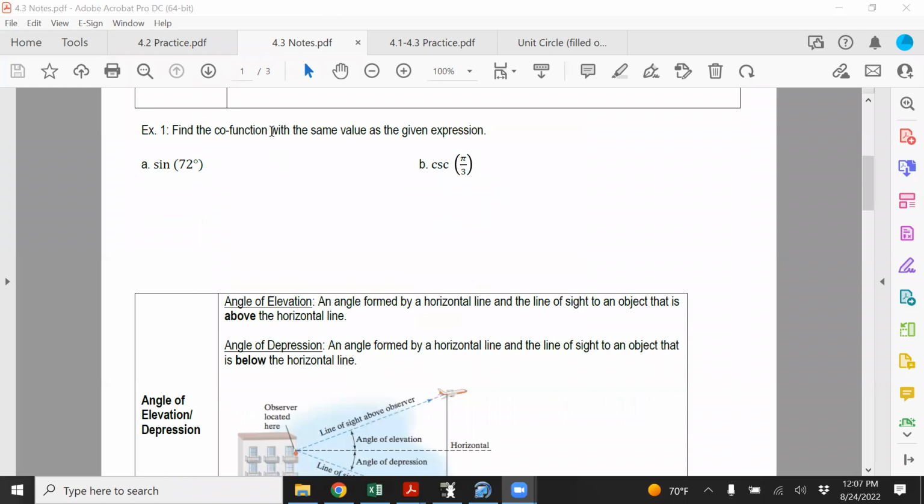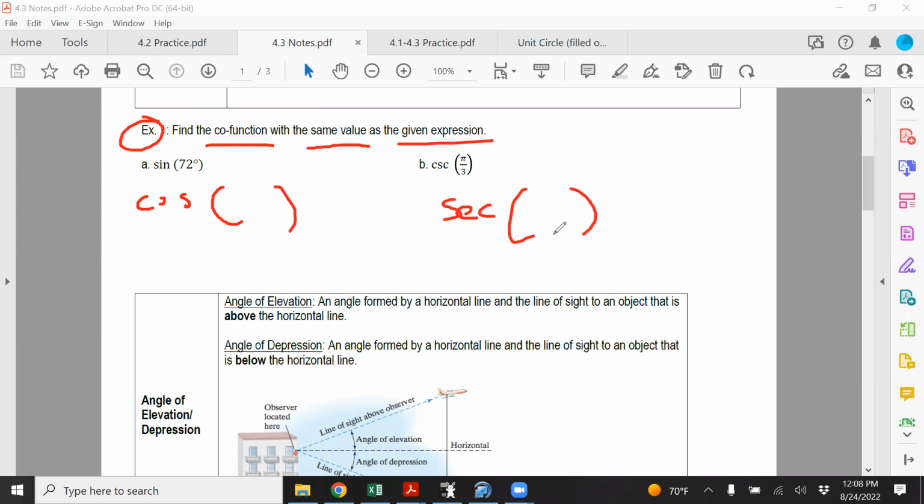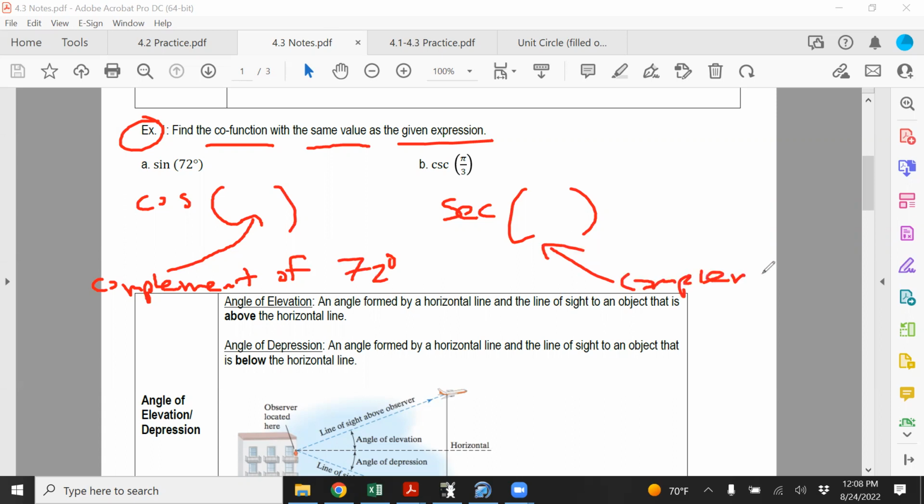So example 1 should be pretty easy. Example 1 just saying, hey, find the co-function with the same value as a given expression. So the co-function is going to be cosine here, and this will be secant. So the corresponding co-function of sine is cosine, the corresponding co-function of cosecant, secant. And what am I going to put in here? The complement of 72 degrees. And what I'm going to put in here, the complement of pi over 3.